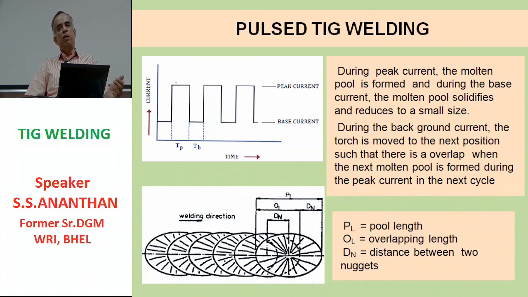So the pulsing rate can be anywhere from 1 pulse per second, which is a very low pulse rate. It can be as high as 100 pulses per second. The usual practice is from 1 pulse to 10 pulses per second, but in special applications one goes even up to 50 pulses per second.